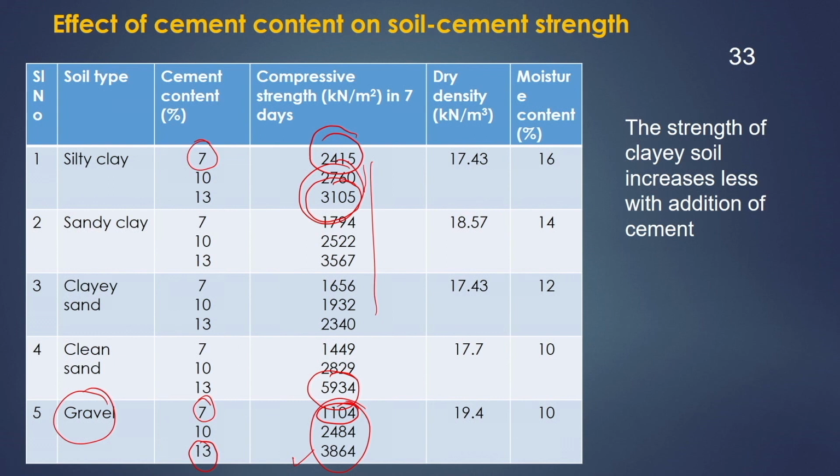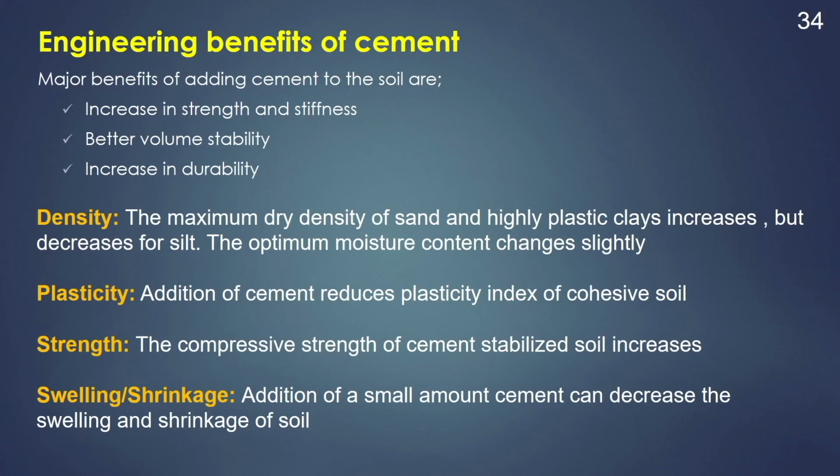So, generally the strength of clay soil will increase less due to the addition of the cement in comparison to the gravel soil or coarse grained soil. So, for a coarse grained soil, the increase in the strength will be quite large in comparison to the fine grained soil, for which the increase in the strength due to the addition of the cement will be quite less. So, these are the different engineering benefits of cement.